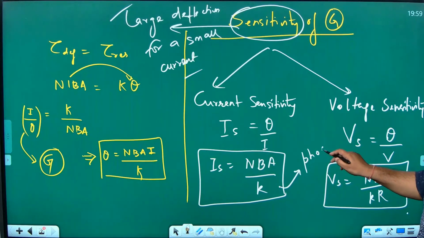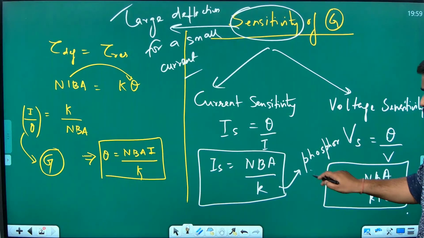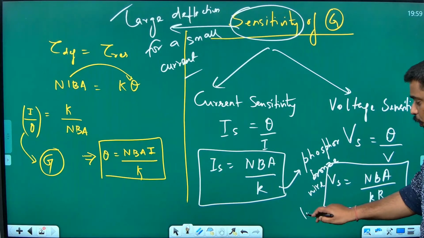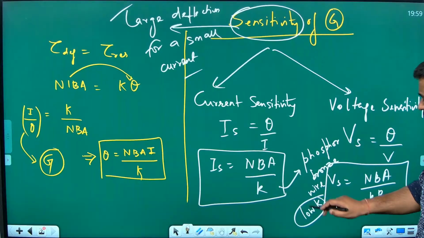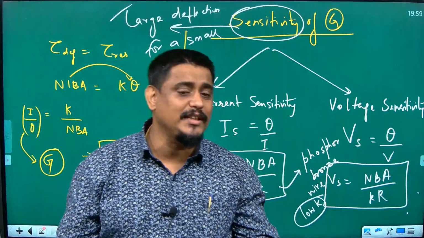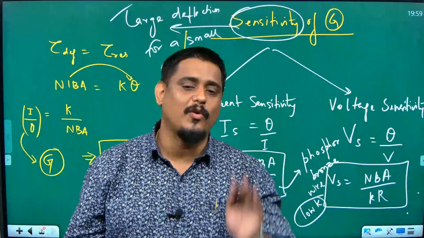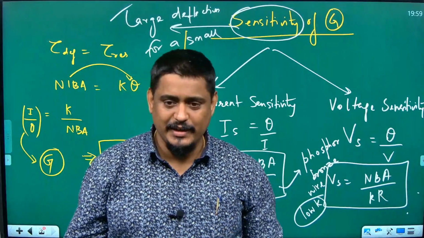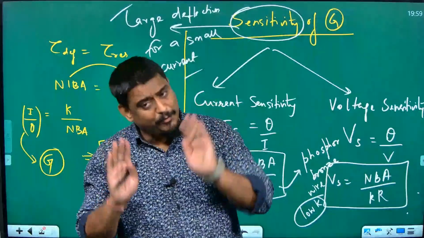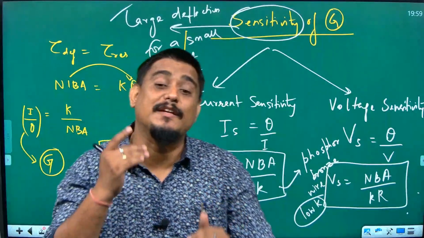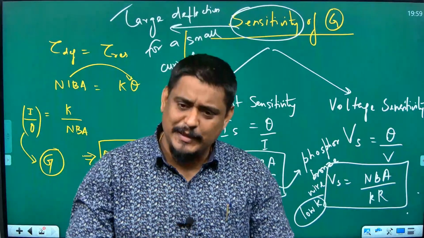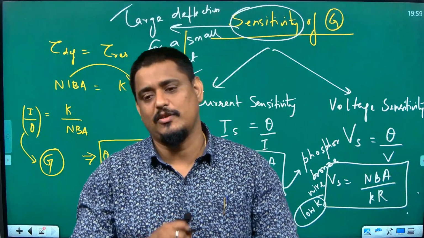Phosphor bronze wire. There is something called phosphor bronze wire. This wire has low torsion constant. Since it has low torsion constant, it helps in increasing the current and the voltage sensitivity of a moving coil galvanometer. I am not saying that increasing N, increasing B, increasing A will not improve sensitivity. It will improve, but it will have practical difficulties. So, the best solution is to use a spring with very low torsion constant.